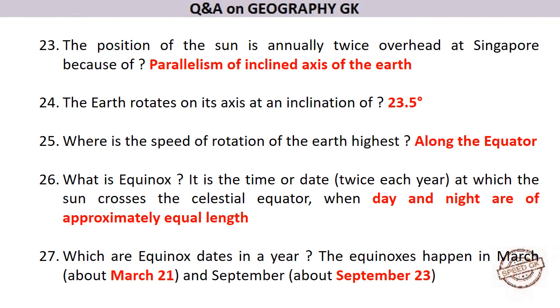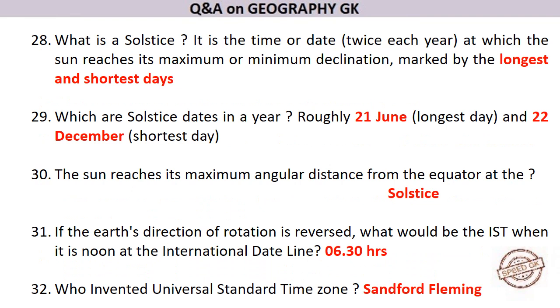Which are equinox dates in a year? The equinoxes happen in March, about 21st March, and September, about 23rd September. What is a solstice? It is the time or date, twice each year, at which the sun reaches its maximum or minimum declination, marked by the longest and shortest days. Which are solstice dates in a year? Roughly 21st June, longest day, and 22nd December, shortest day. The sun reaches its maximum angular distance from the equator at the solstice.